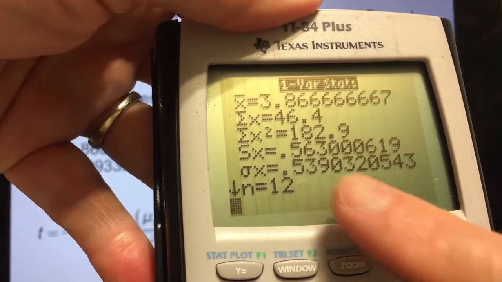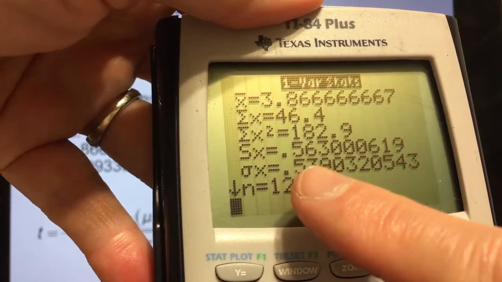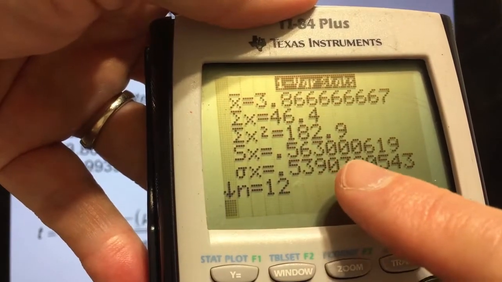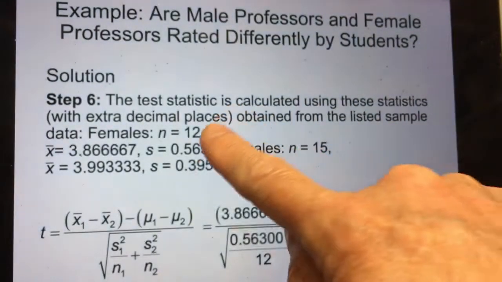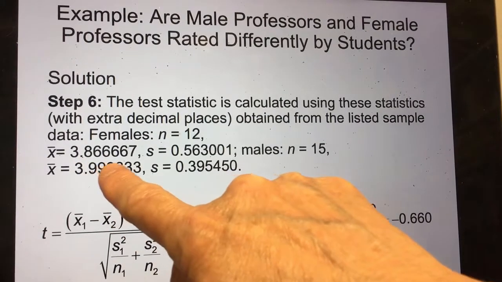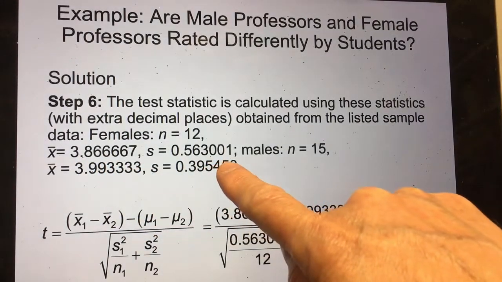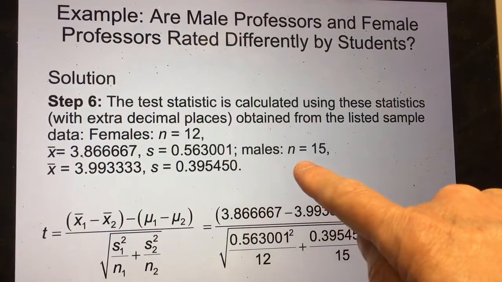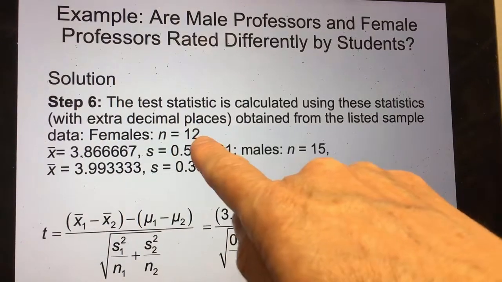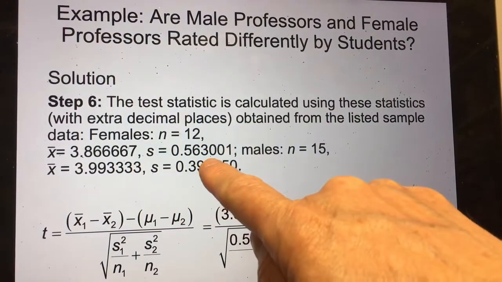And then down here for the standard deviation, I get 0.5630006, which matches this first set of data right here. Okay, and that was for the females. That was the 12, which I had listed first.